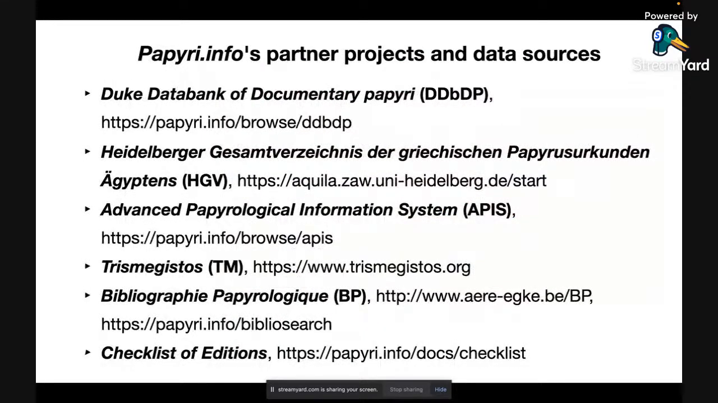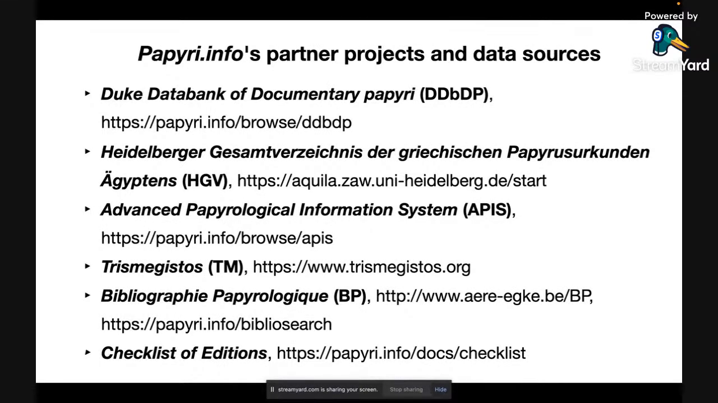Papyri.info was born as a joint effort of three papyrological projects: the mentioned Duke Databank of Documentary Papyri, the Heidelberger Gesamtverzeichnis der Griechischen Papyrusurkunden Ägyptens, or HGV, a long-established and comprehensive metadata database of documentary papyri, which can also be accessed as a resource in its own right, and the former Advanced Papyrological Information System, or APIS, a union catalog of metadata and images of several papyrus collections, including the most extensive ones in the United States.